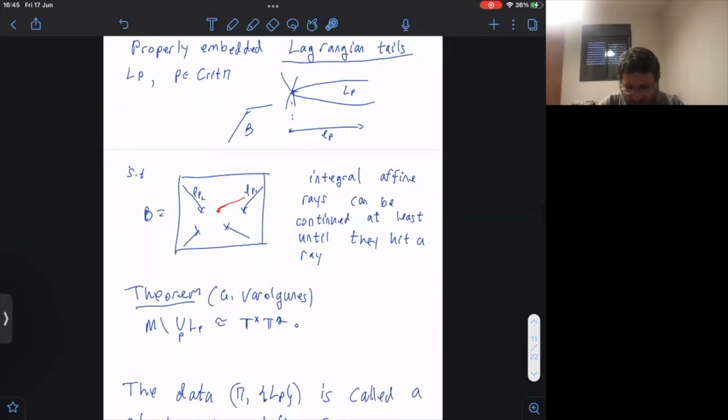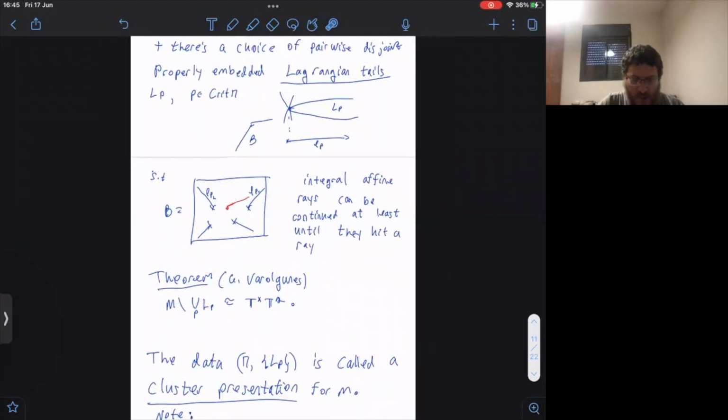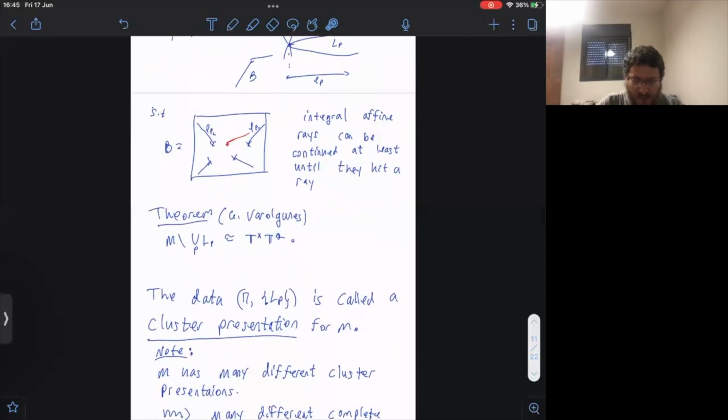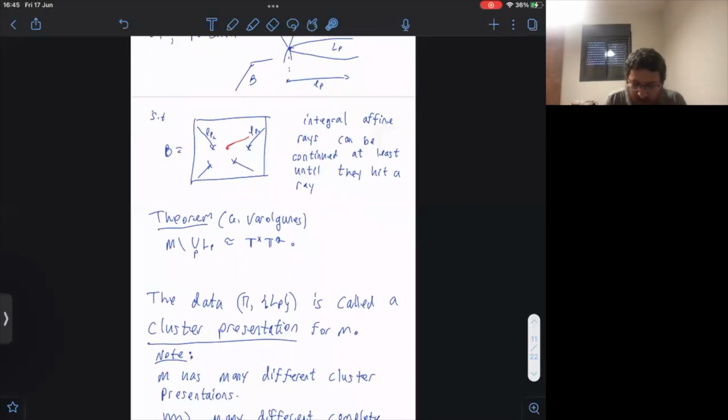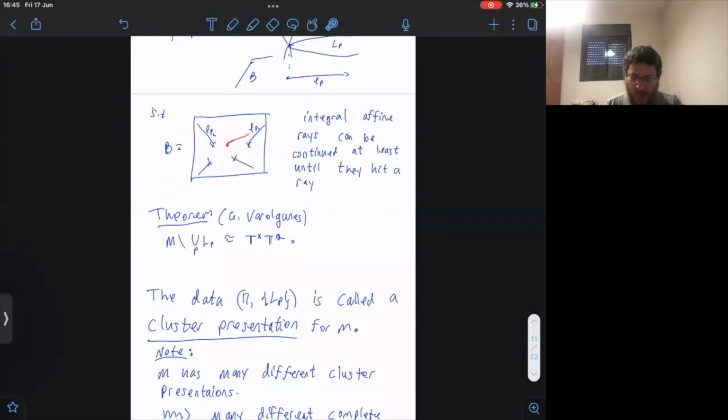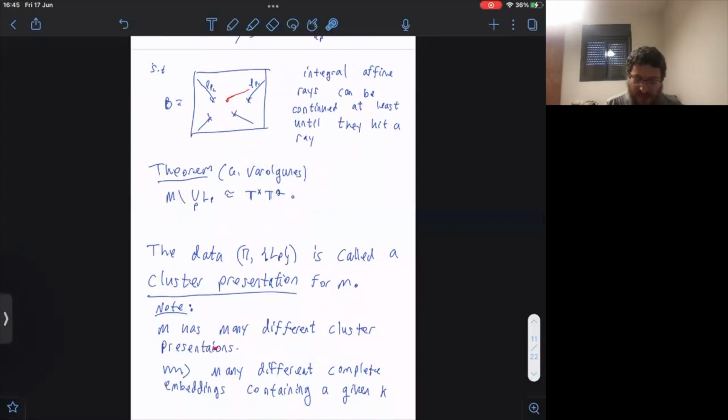Let me say a few words about this. If we have a fixed manifold M, then we have some additional data of this Lagrangian torus fibration and the collection of Lagrangian tails. We call this data a cluster presentation for M. But a given M can have many different such presentations.